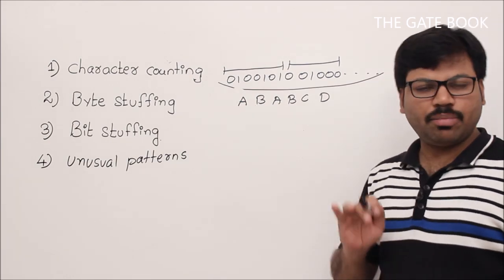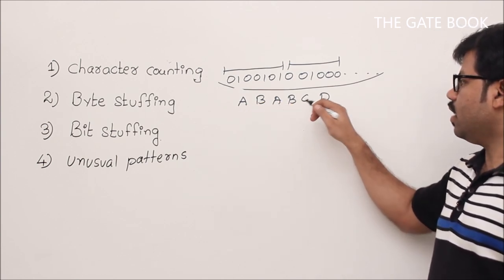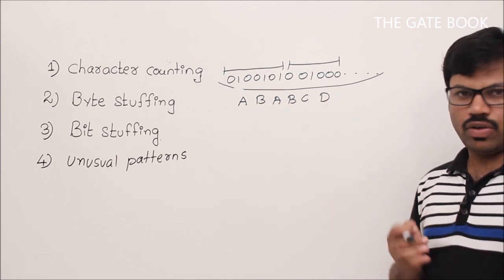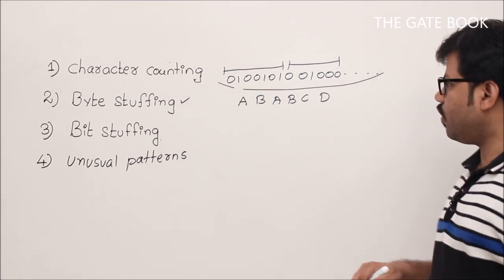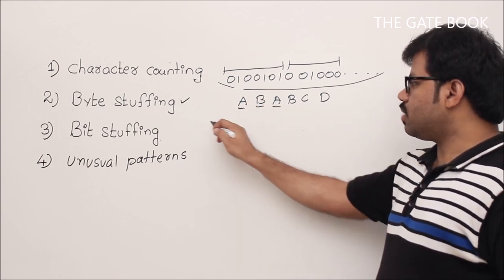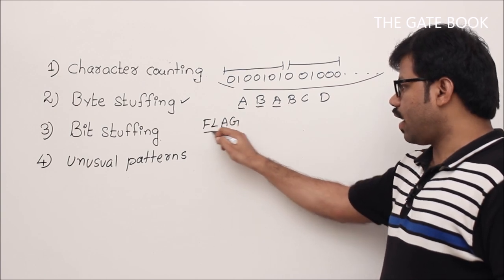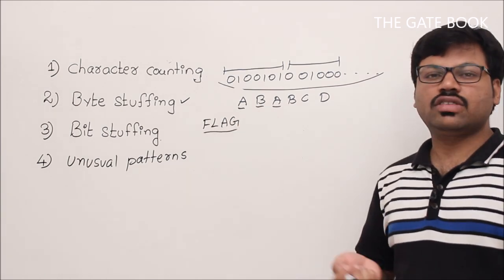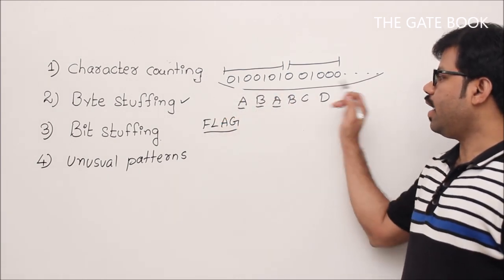At the end of the day we are sending bits only, but at a high level, let's imagine that the data is A B C D. How are we going to convert them into frames? I am going to teach this using the byte stuffing algorithm. In byte stuffing, along with these characters, there will be one special character called a flag. We are going to use that flag character, which is of size 8 bits, to start the frame and end the frame.